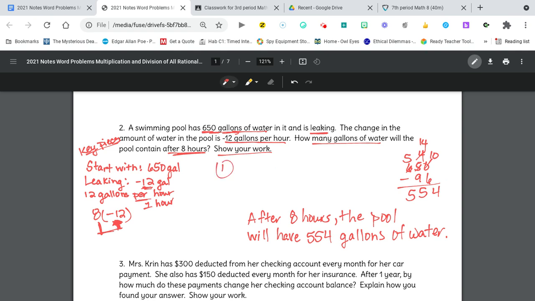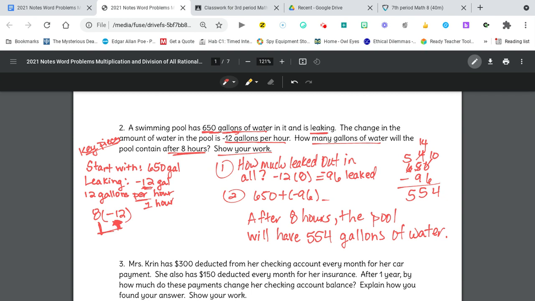Some of you are just going to say, well, first of all, I'm going to figure out how much leaked. So some of you are just going to say 12 times 8, which is 96 leaked out. But I like for you to use the numbers that they have. So I'm going to put negative 96. And then we have 650 plus a negative 96, which will still give me 554, okay?